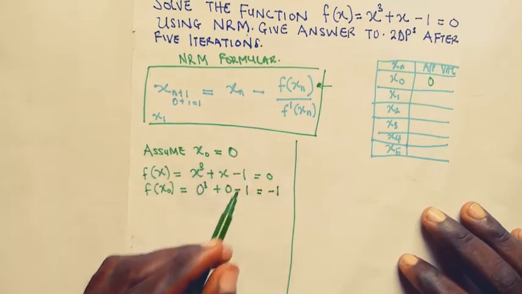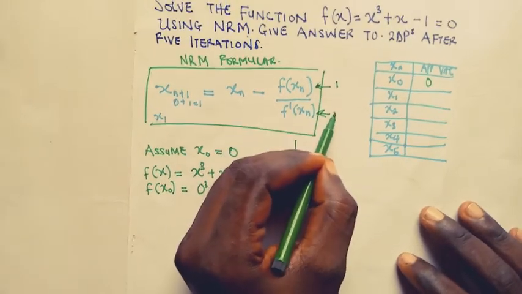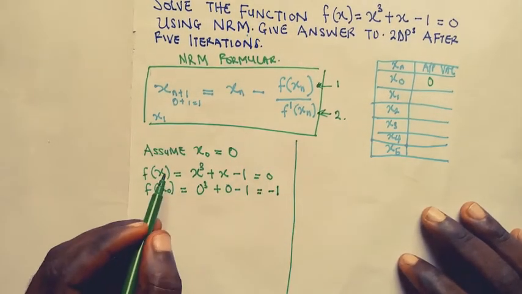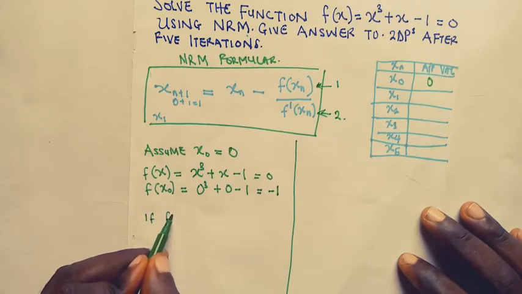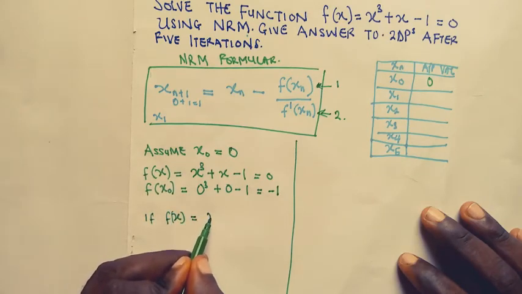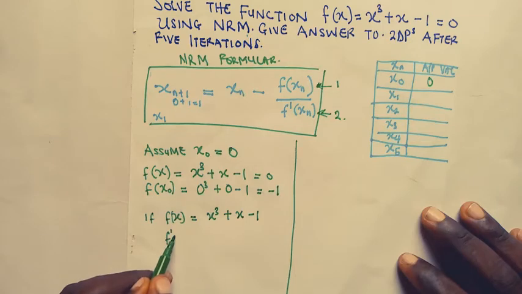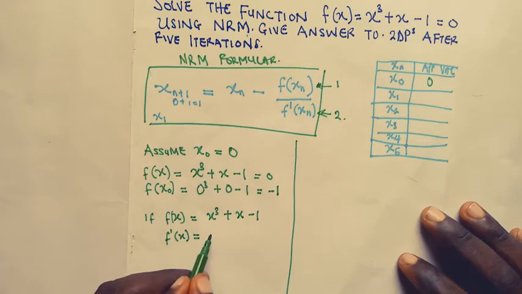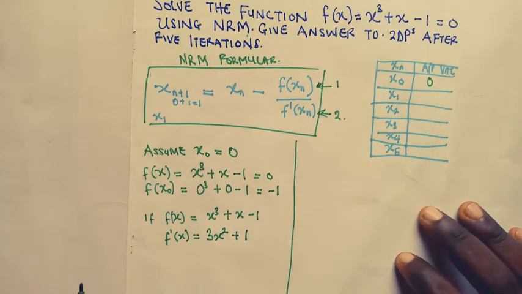So I have this value to be minus 1, and then I need to evaluate this also. Let me name this 1 and 2. I need to differentiate, find the derivative of f of x. So if f of x is equal to x cubed plus x minus 1, then f prime of x, by power rule, I have 3x squared plus 1 as my derivative.